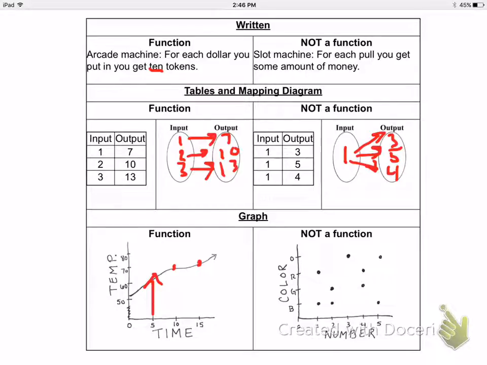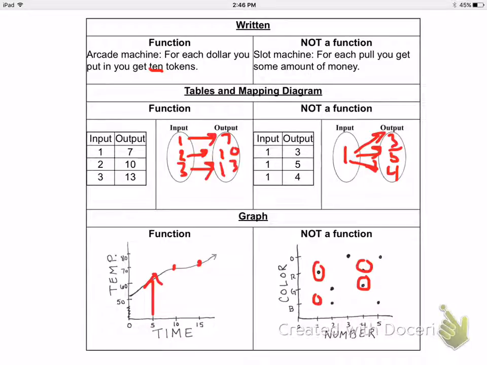On the other hand, we have this number and color graph. This is not going to be a function. If we look at number 1, we have one that's blue and one that's red. So we have two outputs for the one input, which is 1, not a function. Similarly, we can look at 4. We have one output that's green and one output that's red. This is not going to be a function. In order for it to be a function, there would only be one color associated with each number.